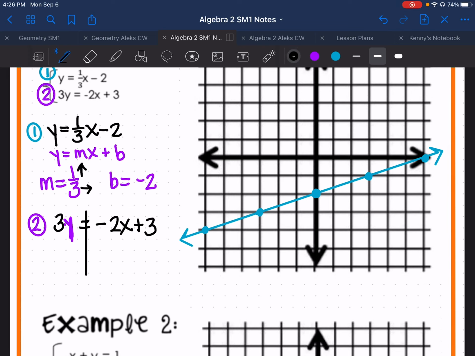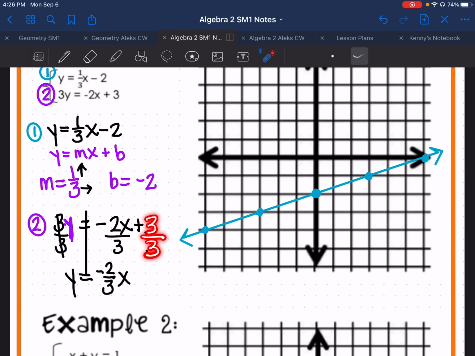To undo our multiplication, we're simply going to do the opposite, which is divide by 3. Everybody over here is going to get divided by 3, but I'm going to choose to do it separately because I need to see my slope and I need to see my y-intercept. So now I have y equals negative 2 divided by 3, so the negative 2 divided by 3 stays. And then 3 divided by 3 is going to become 1.